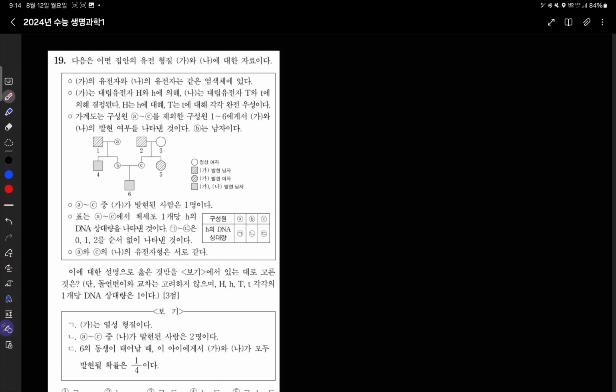The first trait is determined by H allele, and the second gene is determined by T allele. And in each case, a capital allele is dominant over a lowercase allele. And in the pedigree, we don't know the expression of the two traits in three individuals, A, B, and C.